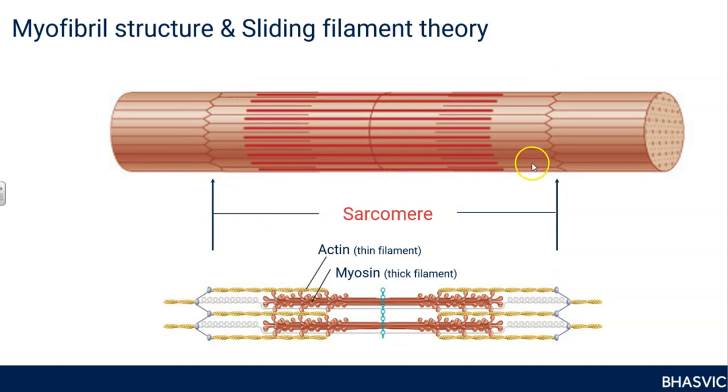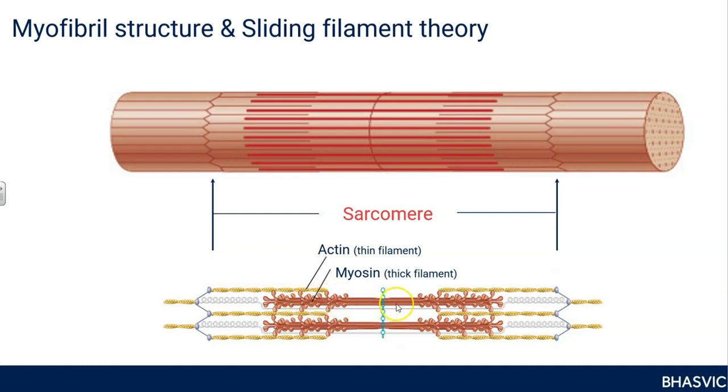Now that structure there is called a sarcomere. This is the contractile unit of a myofibril. This is the place where our muscle shortens when we contract. We'll learn about how that happens. Now, this myofibril is made up of two different kinds of protein: actin, and you can see actin is this globular looking protein here, and myosin.